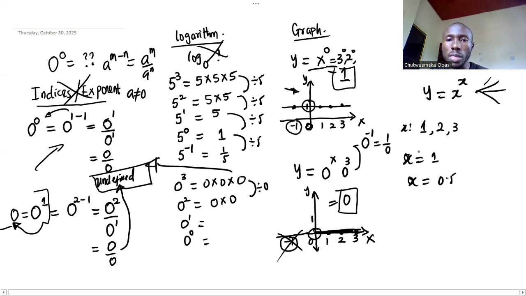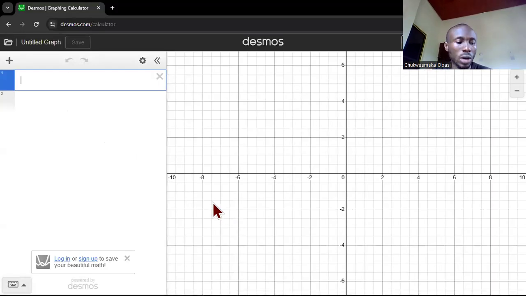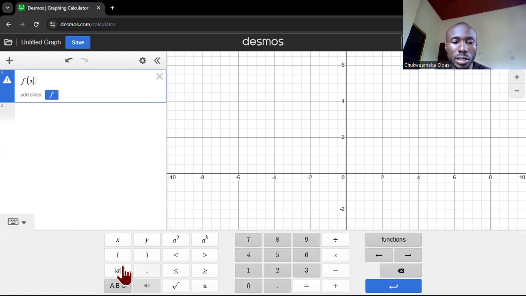But because of this particular function, I would like to use the Desmos graphic calculator to show you how to go further from here. That way we're going to get it really clear. So let me move on to the Desmos graphic calculator. This is the Desmos graphic calculator, and I'm going to use this to run that function we're talking about. So let's call it f of x. We cannot use x, we use x1 because of the rules of Desmos here.